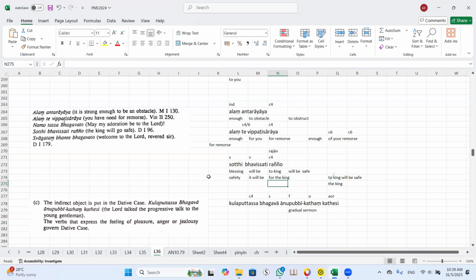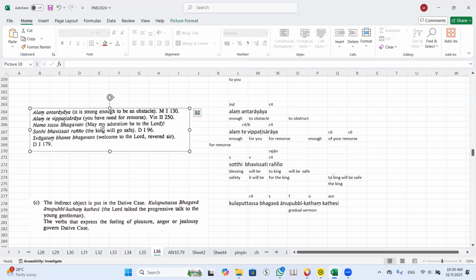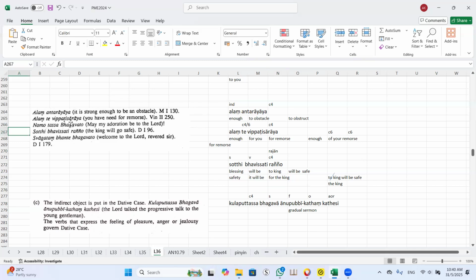You see, in English you can translate this way. This word takes one preposition. This word takes another, and this whole thing takes another preposition. So that is the reason it's not fixed. So here, when you look at here, where is it? The king will be safe. The king will go safe. I mean, the idea is there. But then you ask, will go? This is not will go.